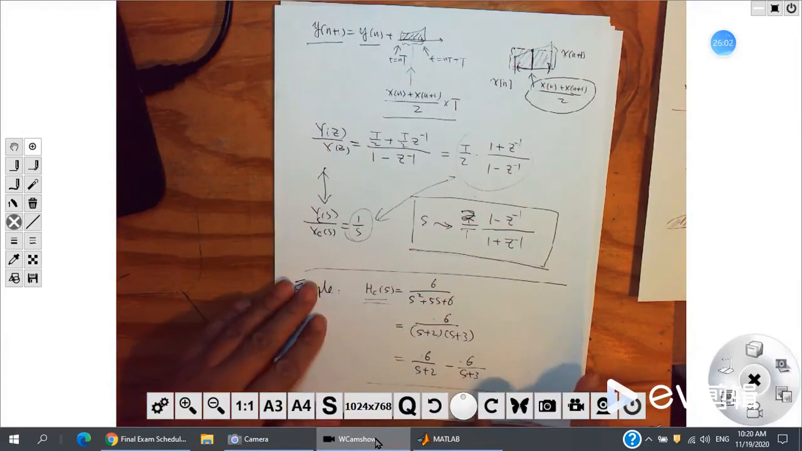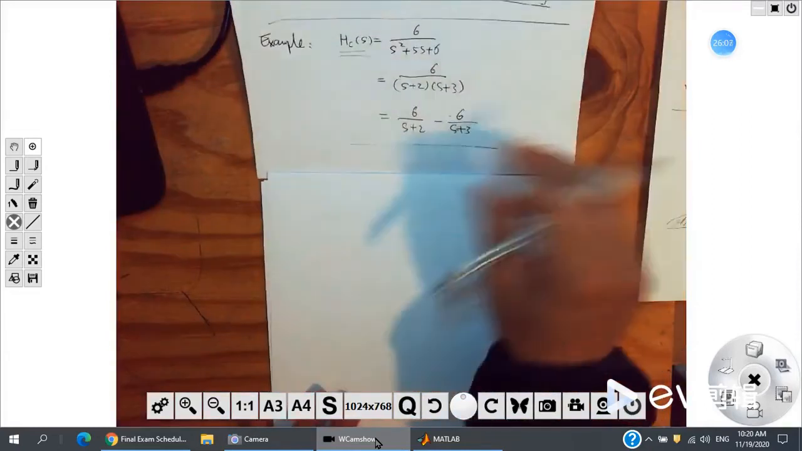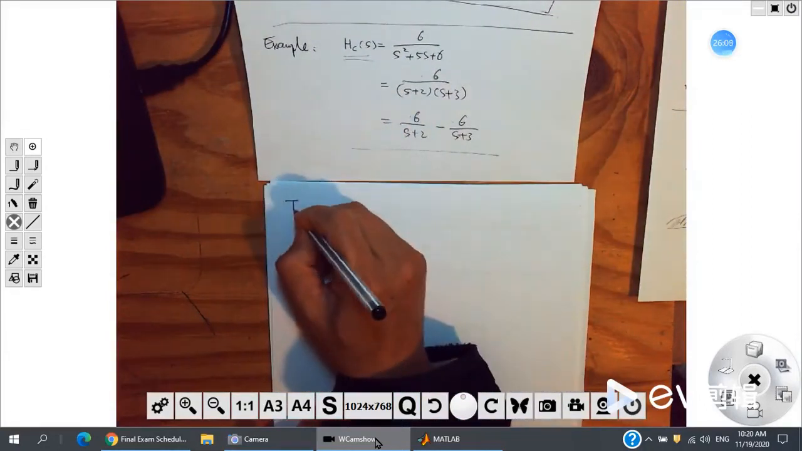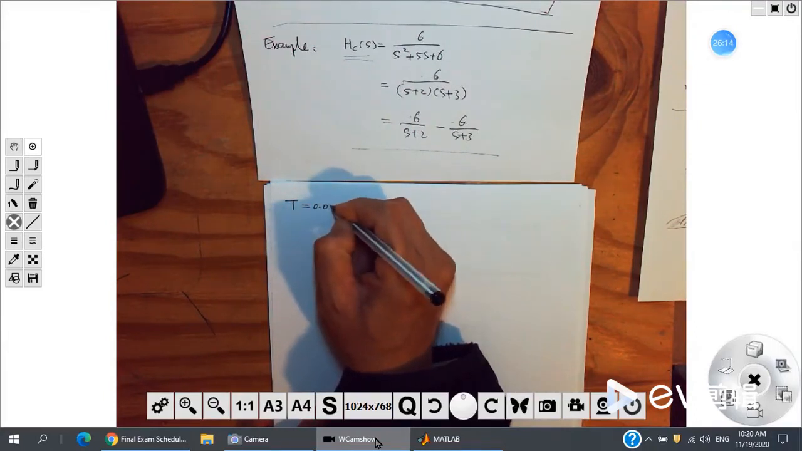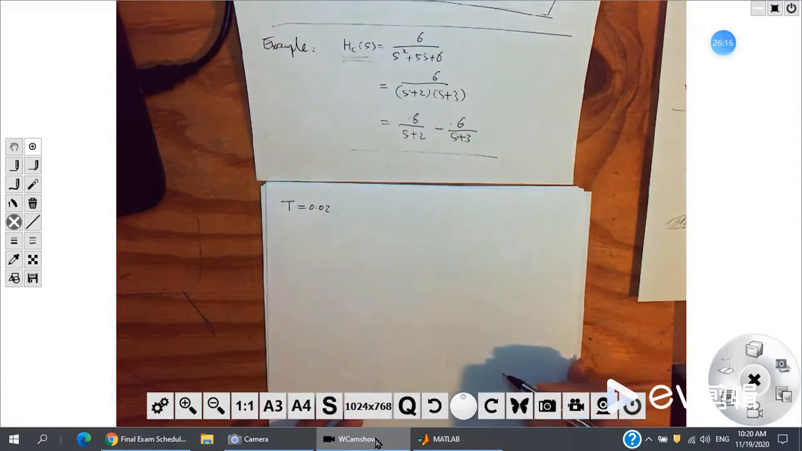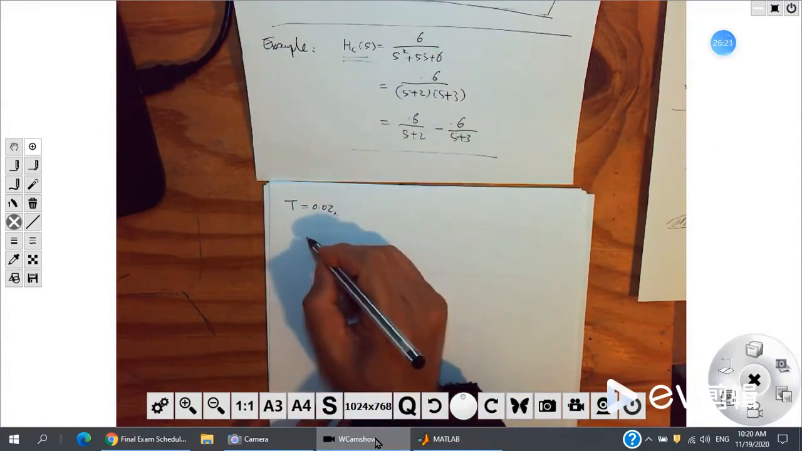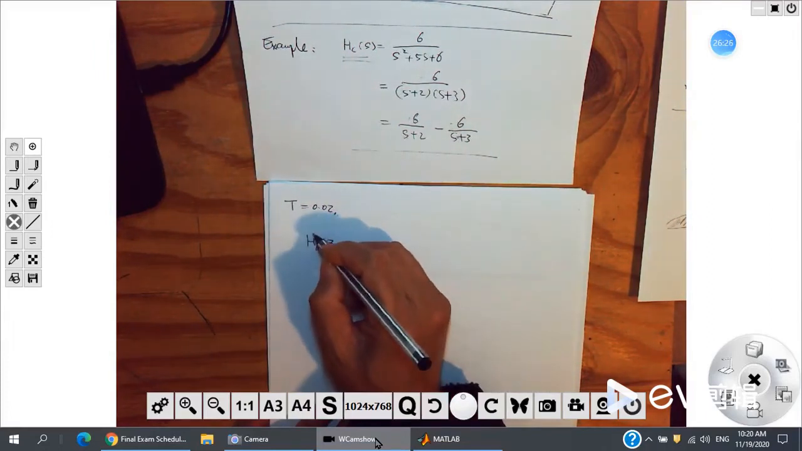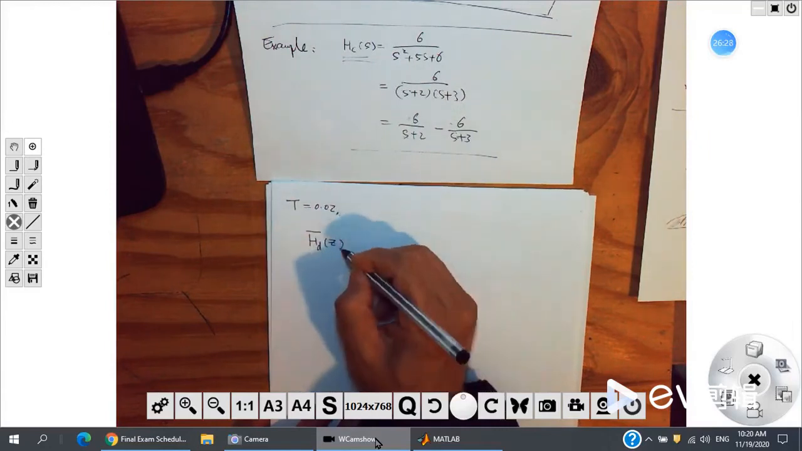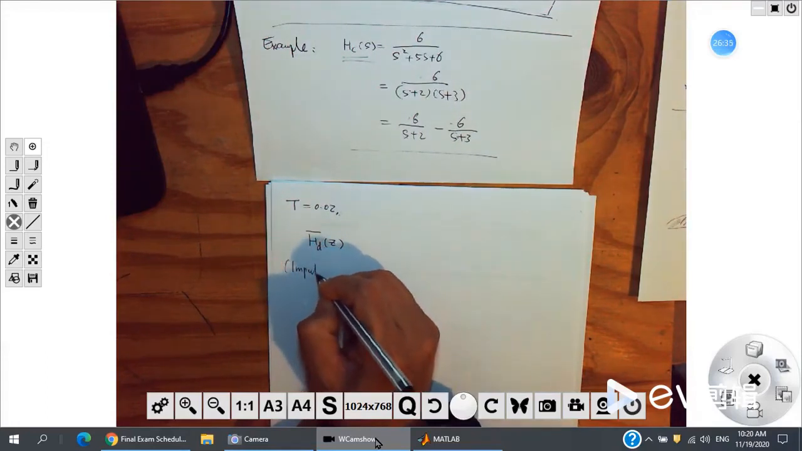Then what is H_D? We want to find the discrete-time one. We choose a T, T is, like, 0.2. You can try different values. T is this one. And then H_D of z, I say this is the first one, I put a bar here. First one, this is by the impulse invariance.